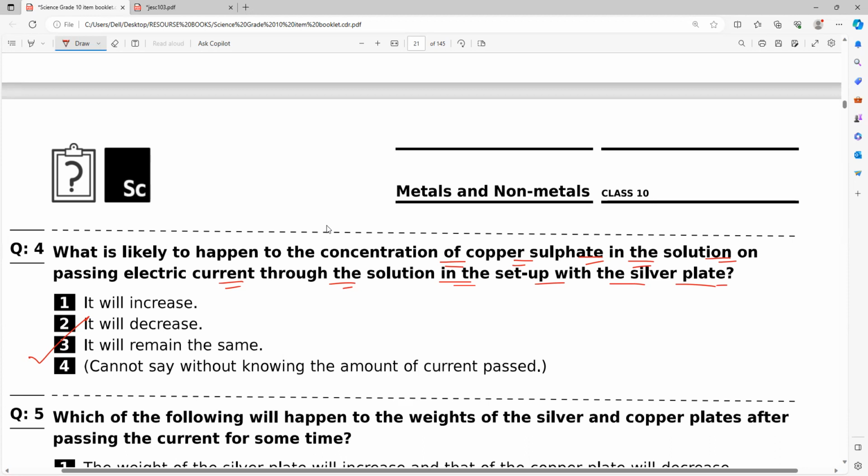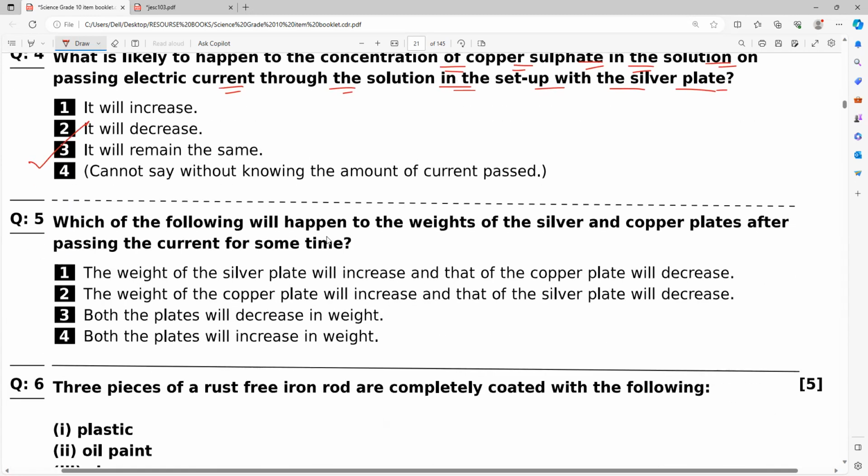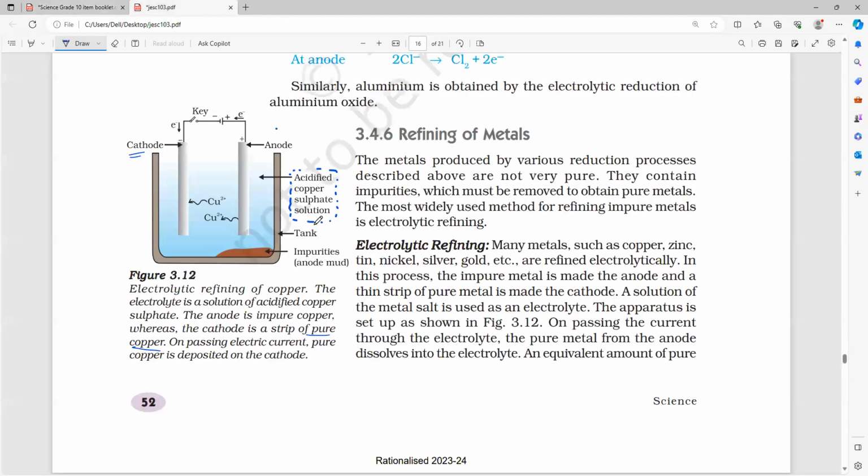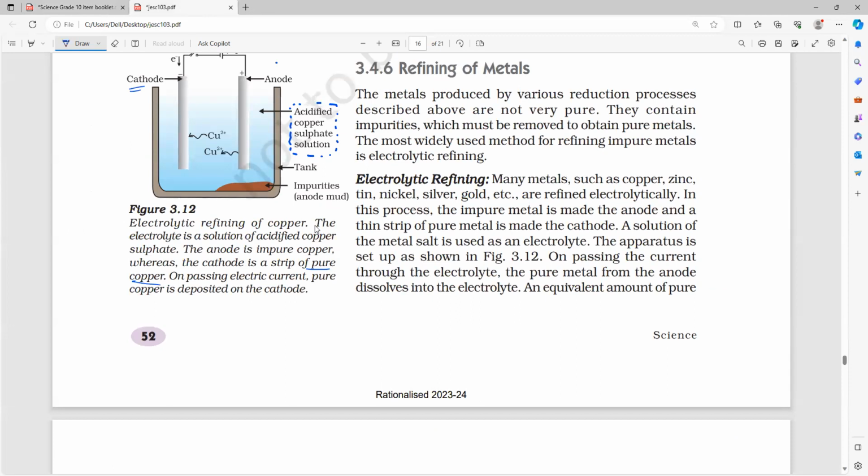Okay, everybody. Next: what will happen to the weights of the silver and the copper plates after passing the current for some time? Which plate's weight will increase? Which plate's weight will decrease? First, what will happen in this reaction? Just now I said, when the current is passing, the anode thickness will keep on decreasing because it is impure. The cathode is pure, so the thickness will keep on increasing.